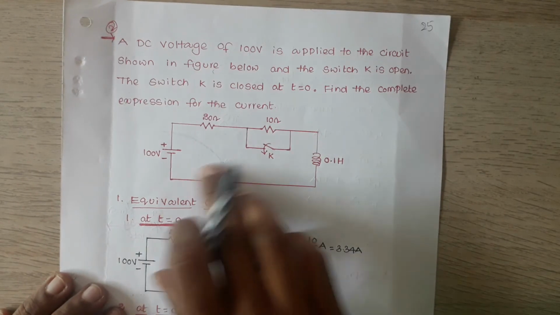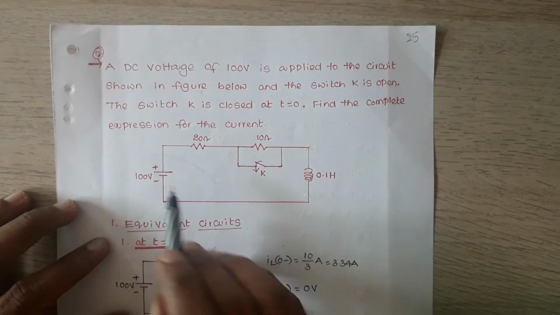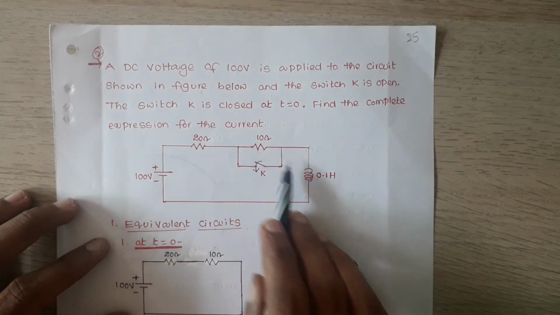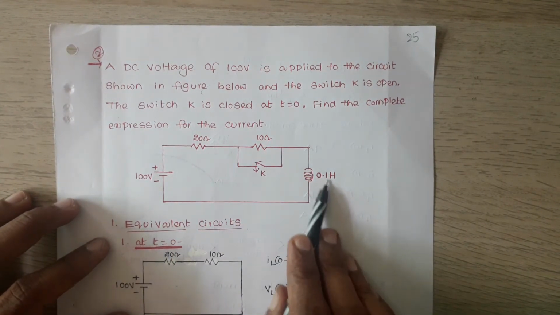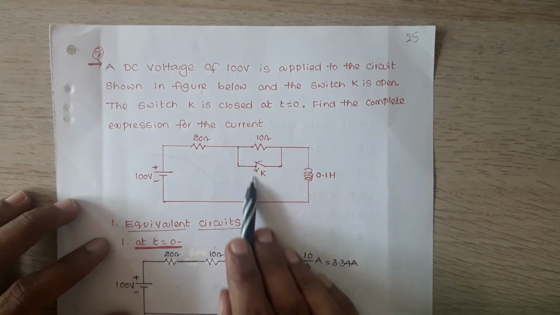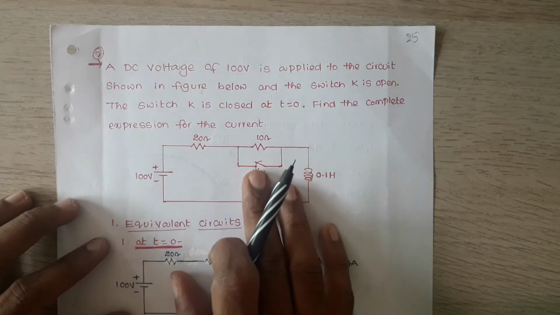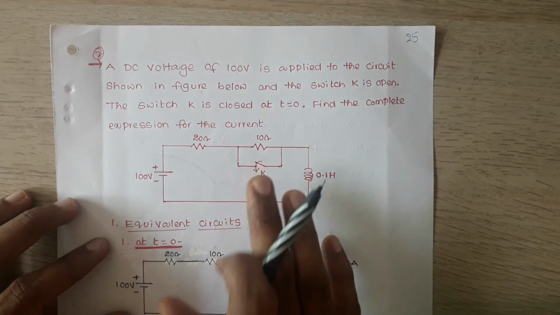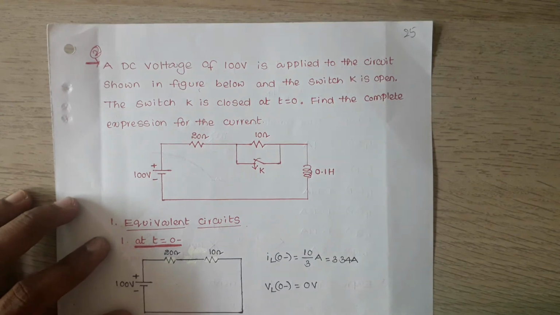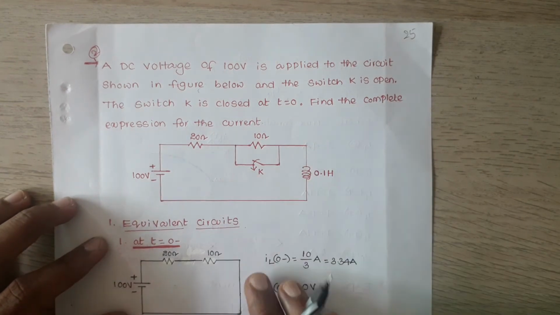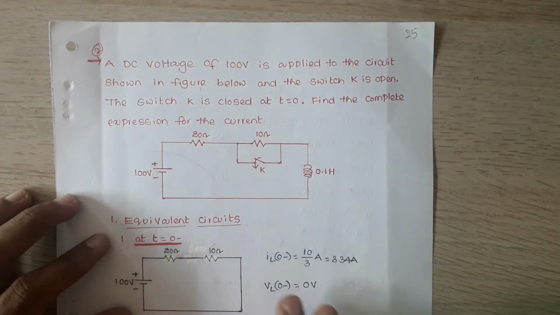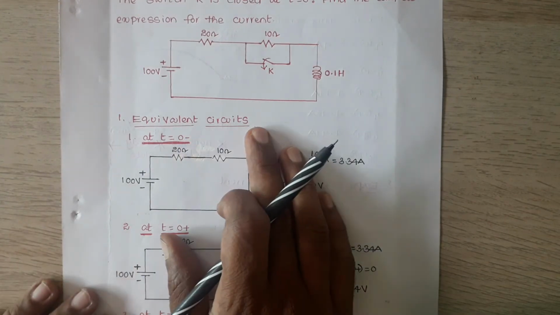What is the current in the circuit? So 100 volts, 20 ohms, 10 ohms, 0.1 Henry RL circuit. The switch is open before t equal to 0, and the switch is closed at t equal to 0. What are the changes in the current and in the circuit? So let us draw the equivalent circuit.